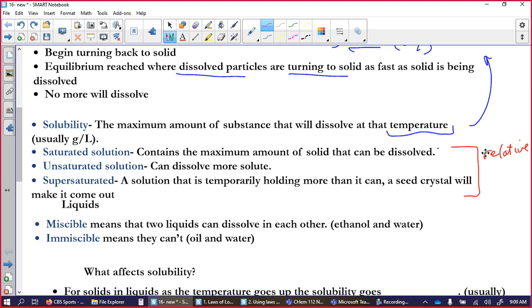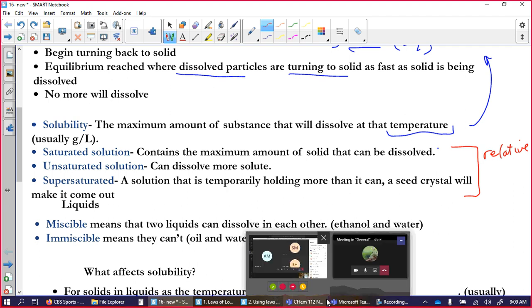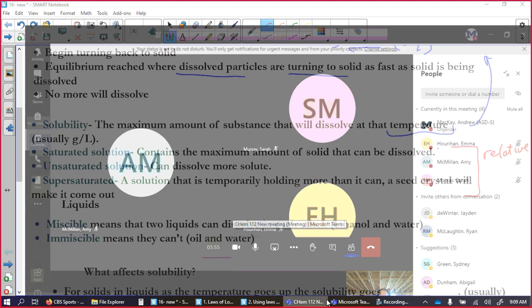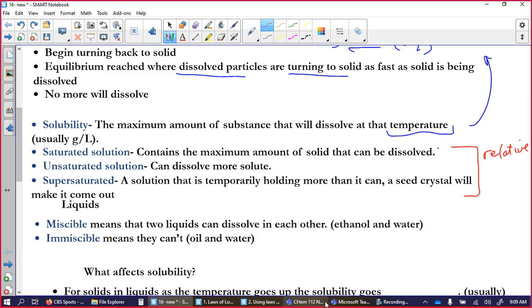An unsaturated solution is any point up to that. So if you have that giant bucket of water and you've put in all sorts of salt and you've got the solid sitting on the bottom, because solubility depends on temperature, if you put that pot on a stove, more will start to dissolve. And you get what's called a supersaturated solution.